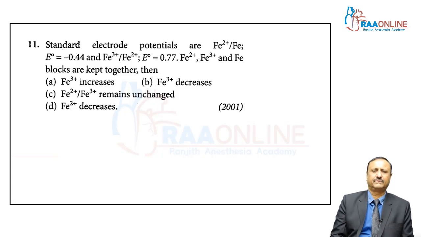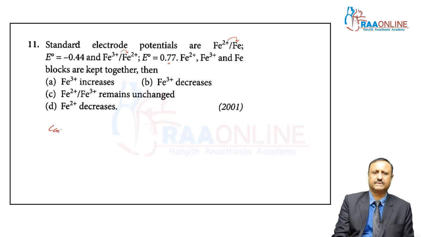Here in question number 11 you can see the standard electrode potentials. Fe plus 2 to Fe, E naught is given as minus 0.44, and Fe plus 3 to Fe plus 2, E naught is given as 0.77. Fe plus 3 and Fe blocks are kept together, then which increases or decreases in concentration? Now my dear students, what is the concept?